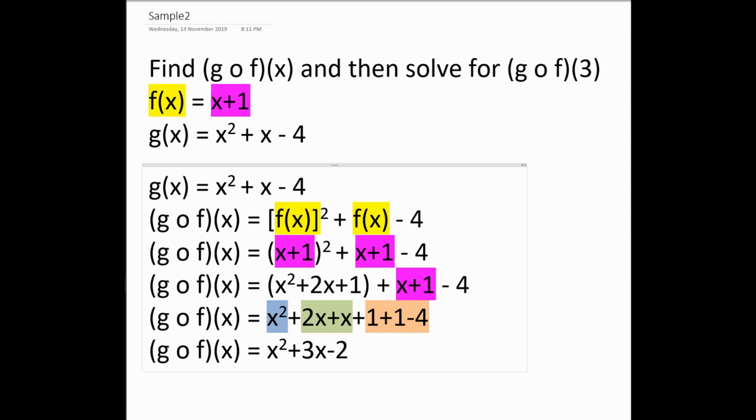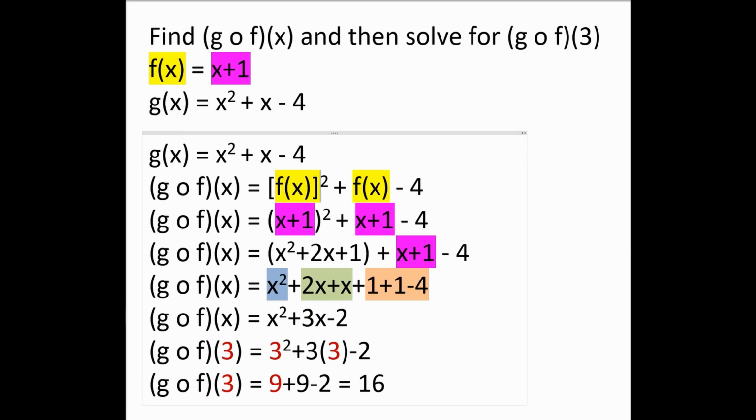Now that we have the g of f of x, we want to solve for the g of f of 3. Same principle, we just change x into the number 3. Thus, by substituting 3 to x, we have 3 squared plus 3 multiplied by 3 minus 2. So this will result to 9 plus 9 minus 2, which is equal to 16.